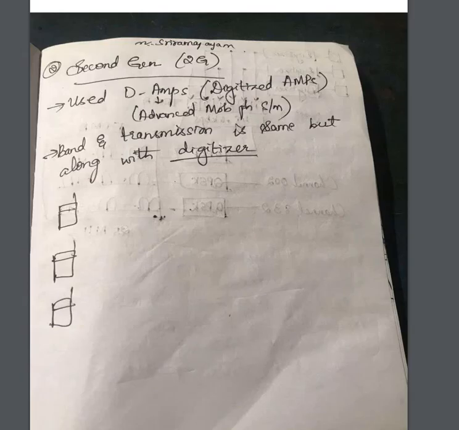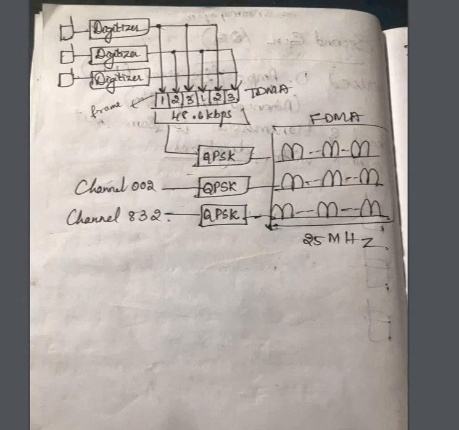Okay, so for this, the diagram would be, so this is the diagram. The phone will be there. Once the call is given, that will be carried out to the digitizer. Each and every cellular phone will have the digitizer, and that will be passed over to the TDMA. See, in 1G we used FDMA, frequency, right?